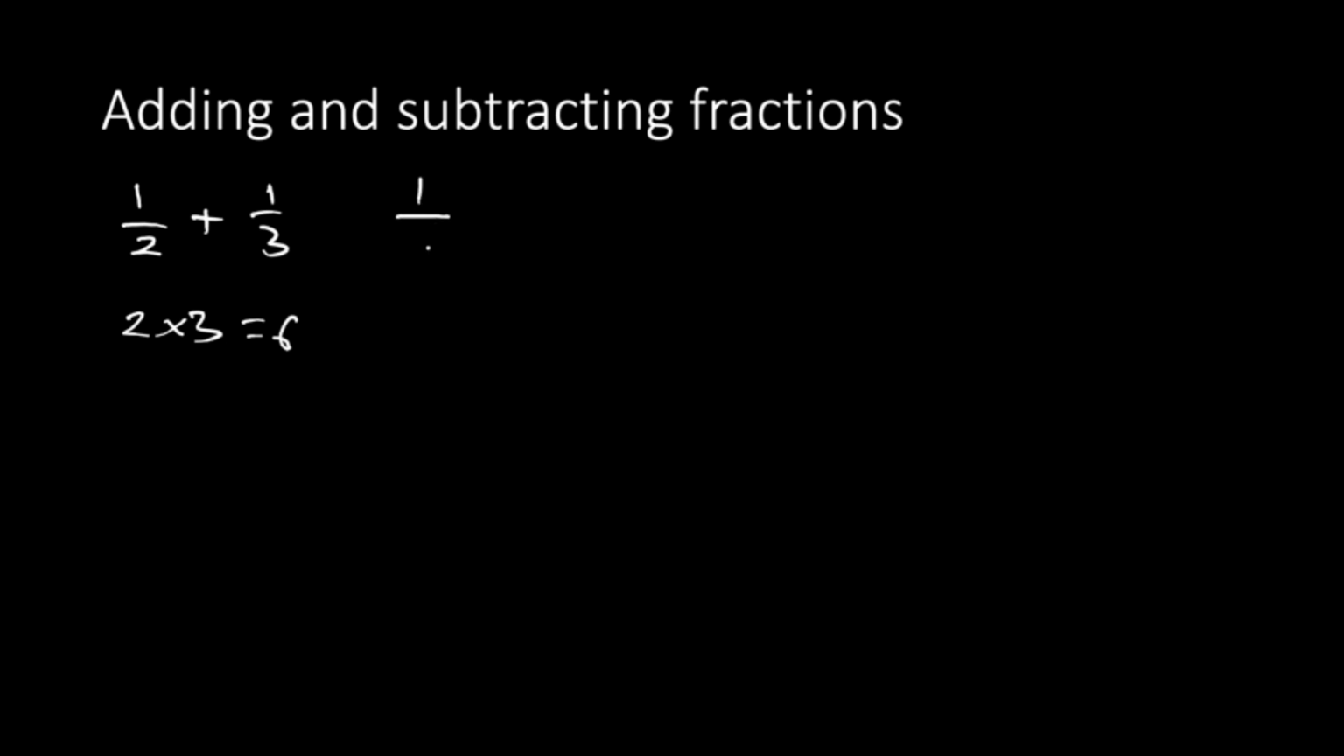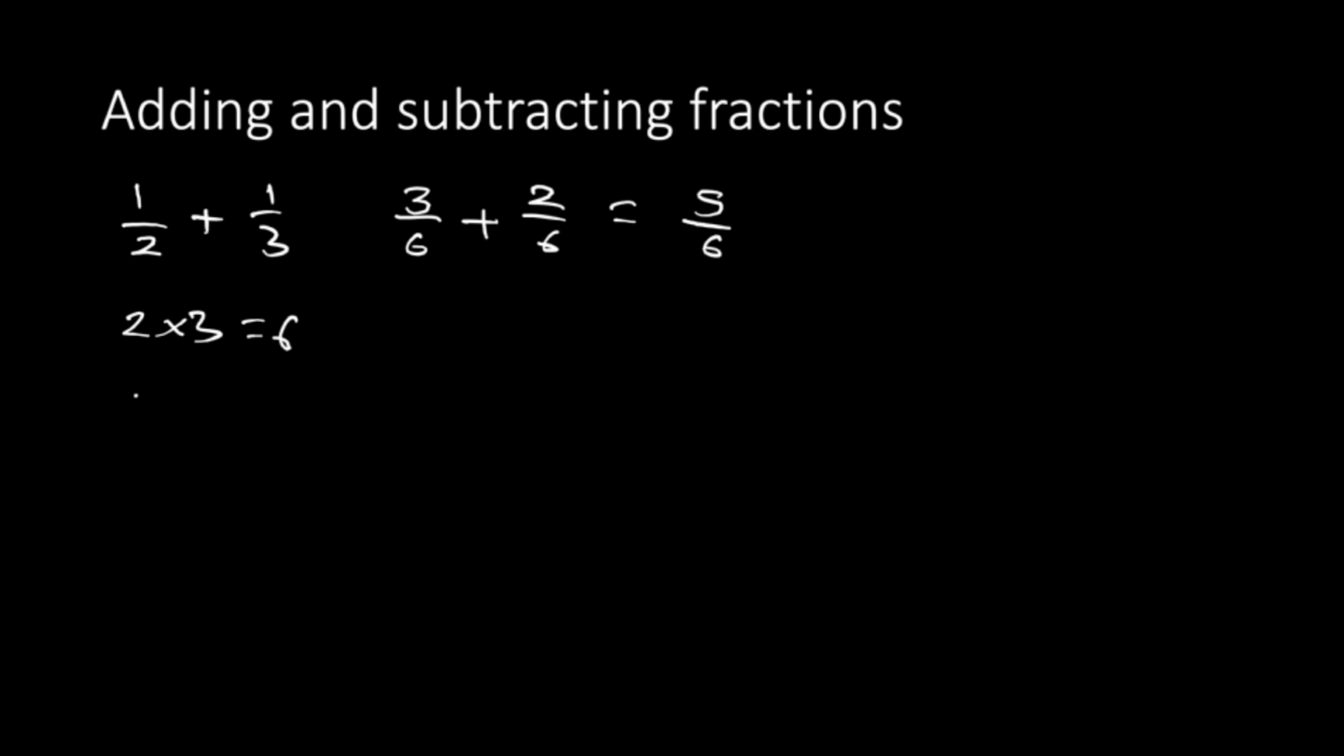So half becomes 3 over 6, since you multiply both the denominator and numerator by 3. And then 1 over 3 becomes 2 over 6. Since 3 times 2 is 6, so 2 times 1 is 2. So the answer would be 5 over 6.